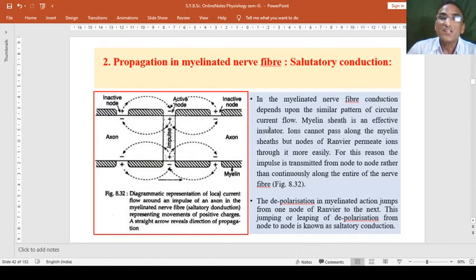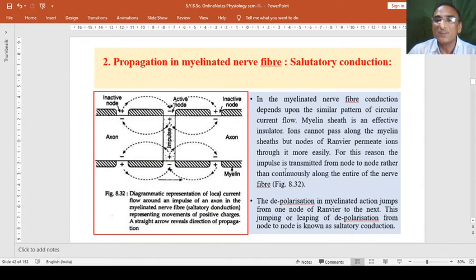The myelin sheath is an effective insulator. This is the insulator. Therefore, ions cannot pass along the myelin sheath. You see, this myelin sheath is not allowing the ions to enter. Therefore, they pass through these nodes. The nodes of Ranvier permit the ions, and the action potential is carried out there.